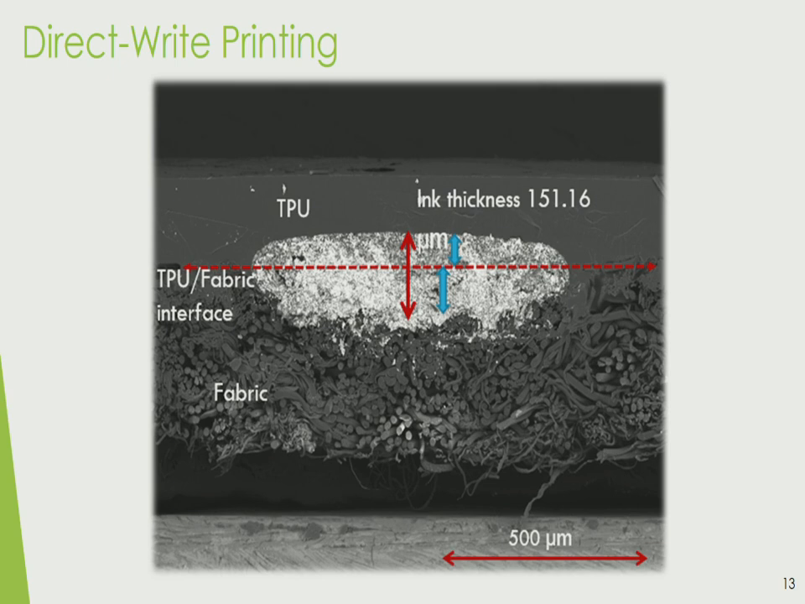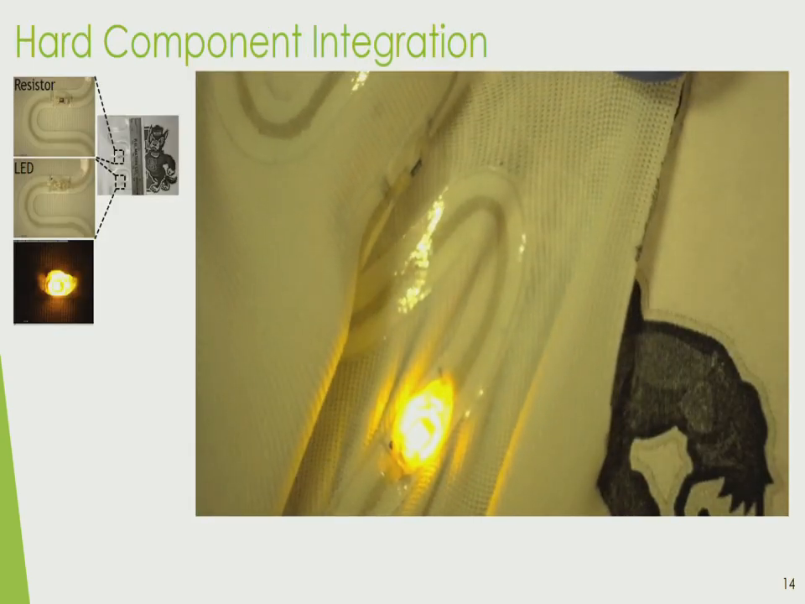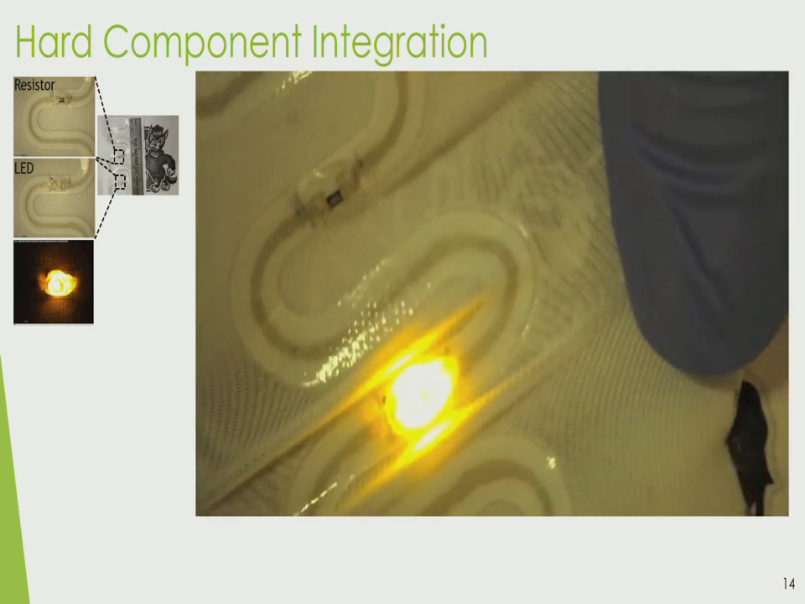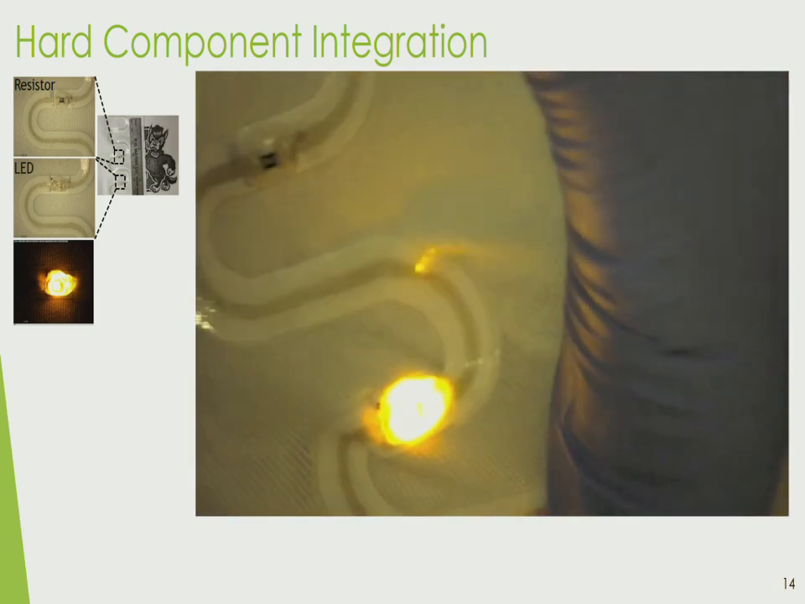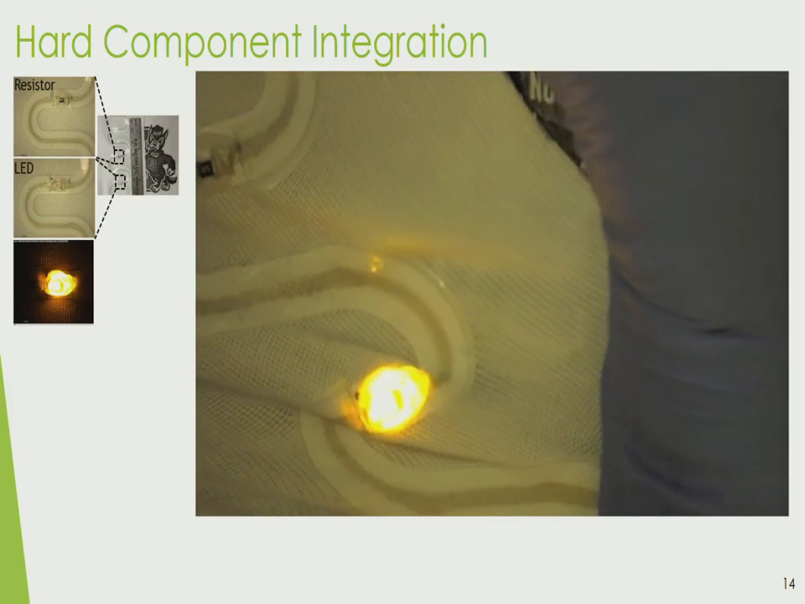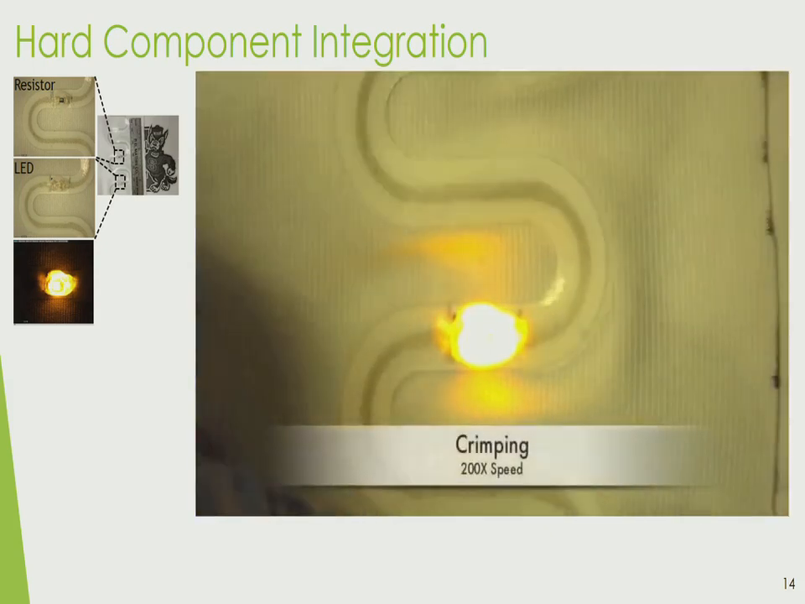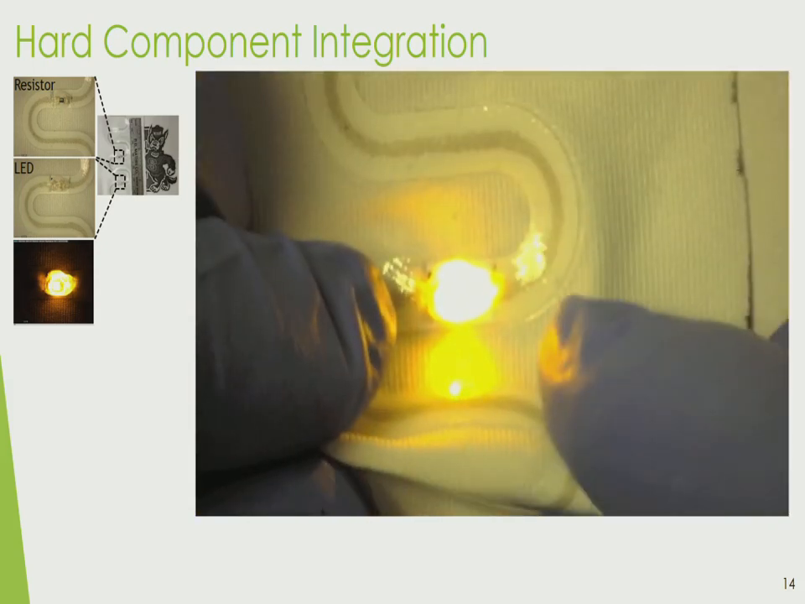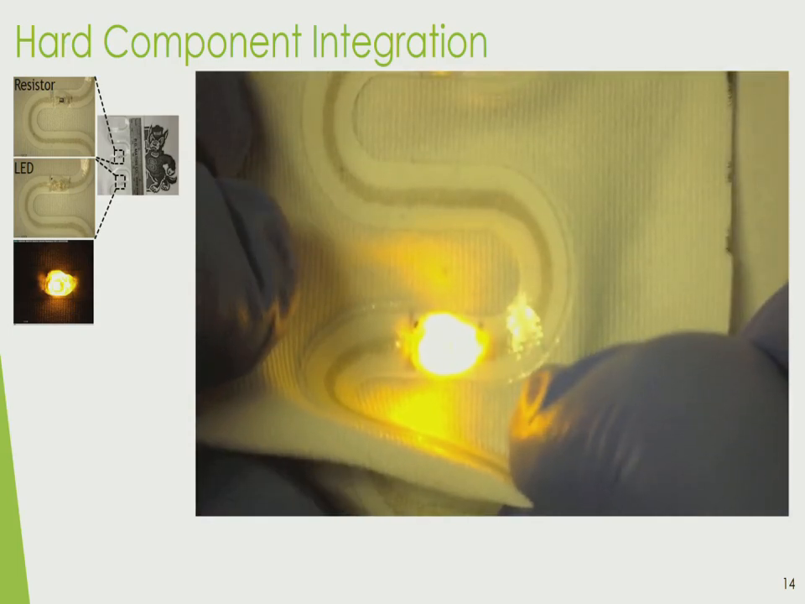This is actually what direct write looks like. I always like to have good images. You'll see a lot of really cool cross-sectional images of everything. So this is a silver ink on a fabric. This is about what we're looking at right here. But you can actually do some pretty cool things. So this is an ink that's encapsulated in a polyurethane material where we do pick and place of electronic devices onto these structures.